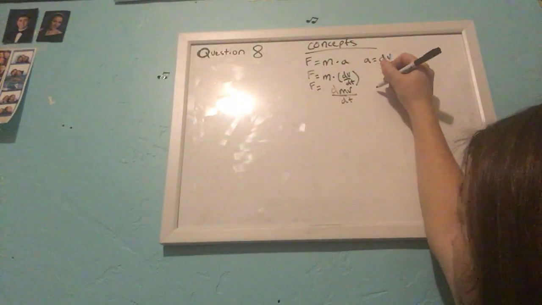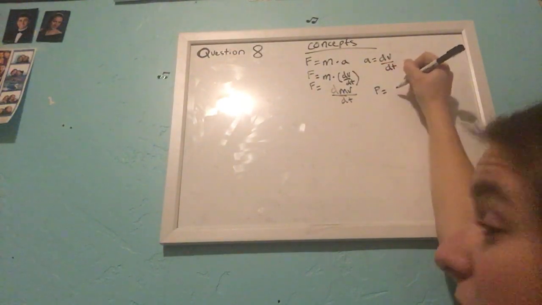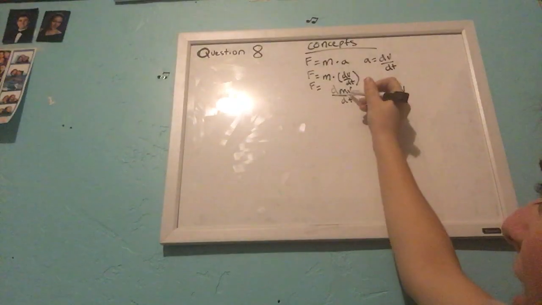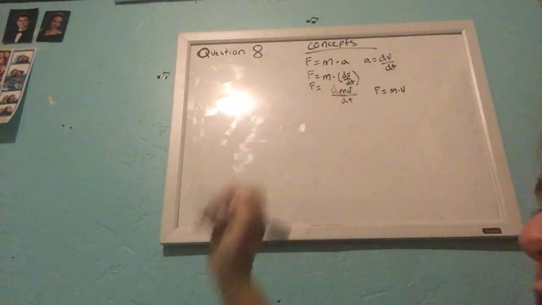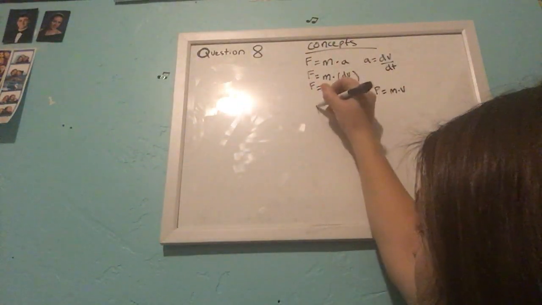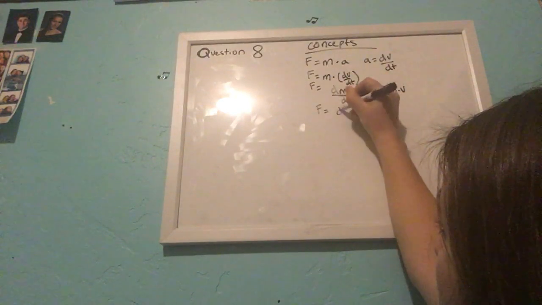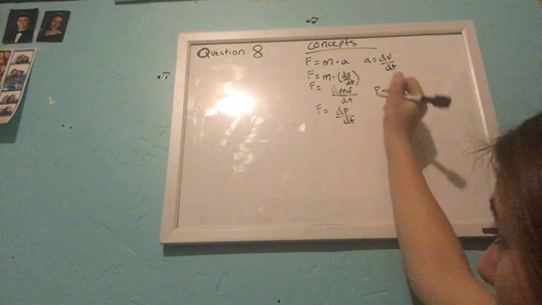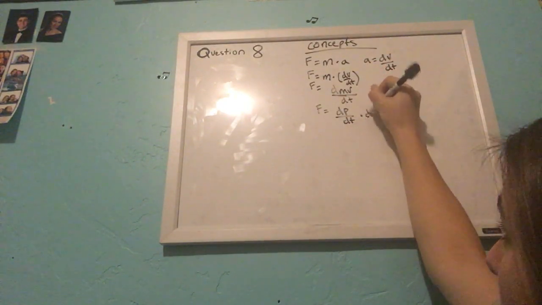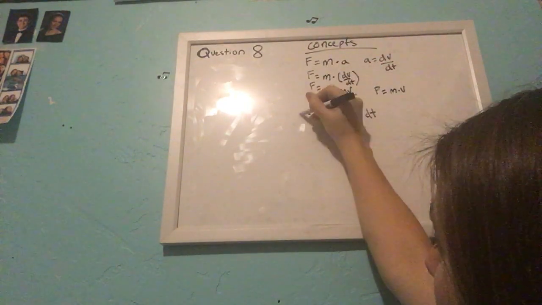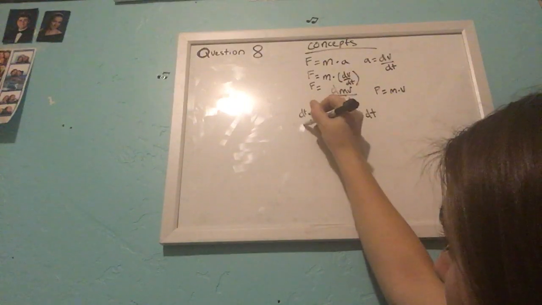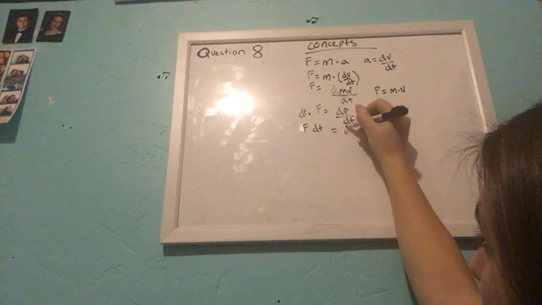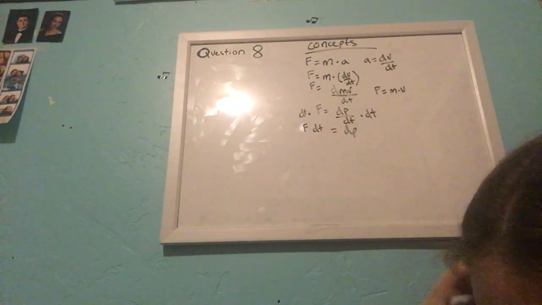Momentum, which is expressed as P, is equal to mass times velocity. And as you see, I have that there, so I can plug that in and say force is equal to change in momentum with respect to time. Then I can multiply that, and I can get force times dt is equal to dp.